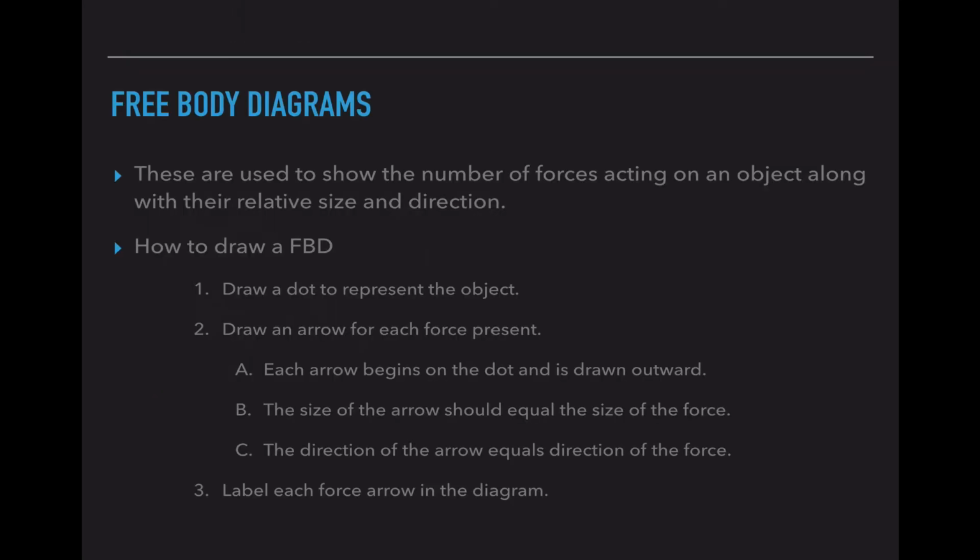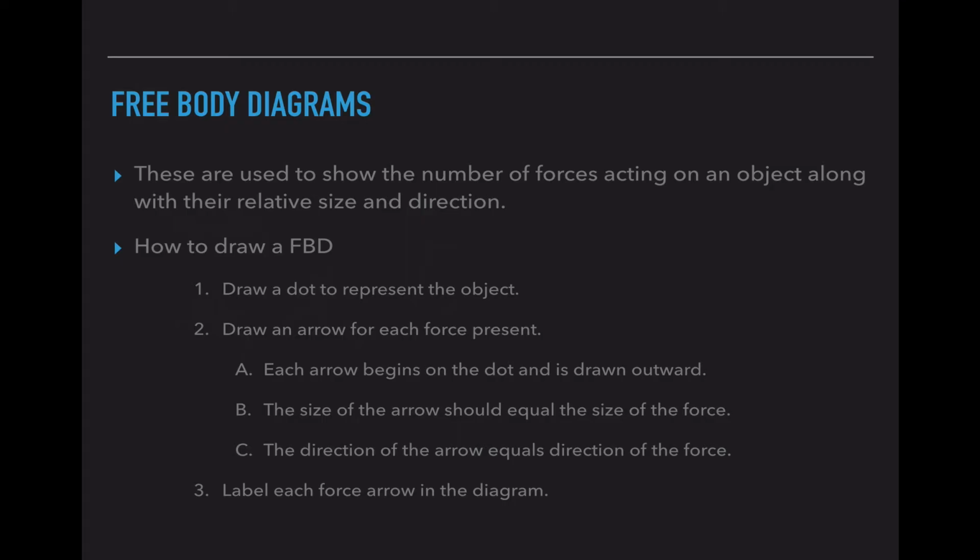So what we're going to do with these first is do free body diagrams. These are used to show the number of forces acting on an object along with their relative size and direction. So in order to draw a free body diagram, I want you to draw a dot to represent the object. That just simplifies things even more for us. I don't want to have to draw a car if we're talking about a car traveling down the road. So just a dot will do just fine. If you don't like the idea of a dot, you can also use a box like we did on the last slide. That gives you an idea of direction and how it's sitting on certain surfaces.